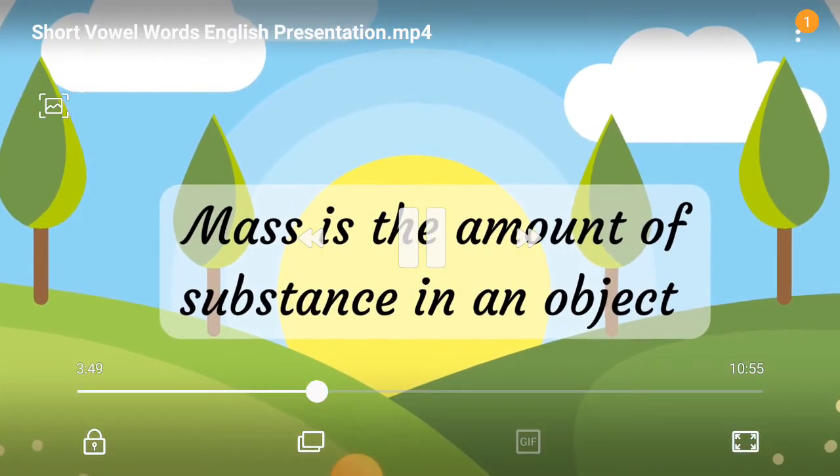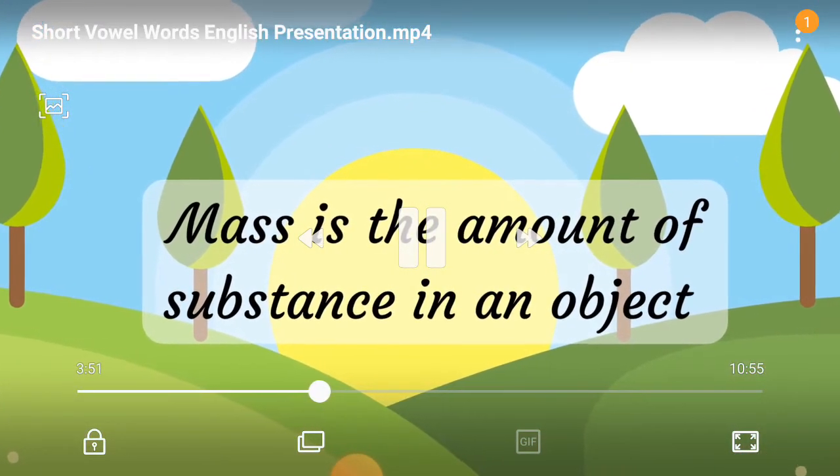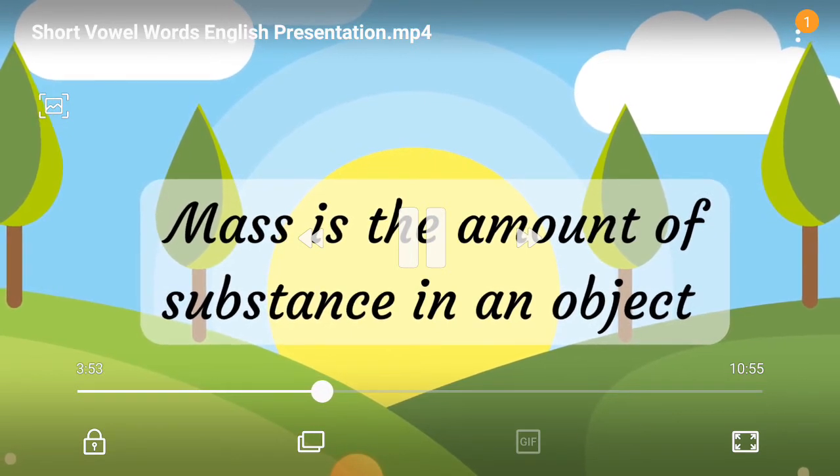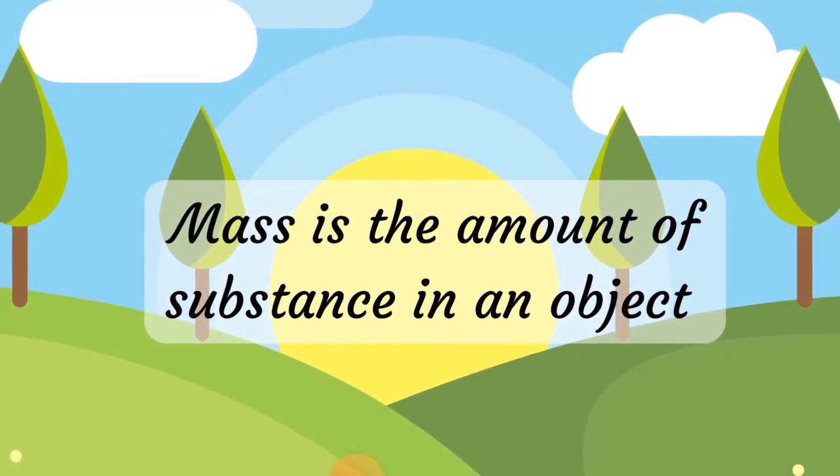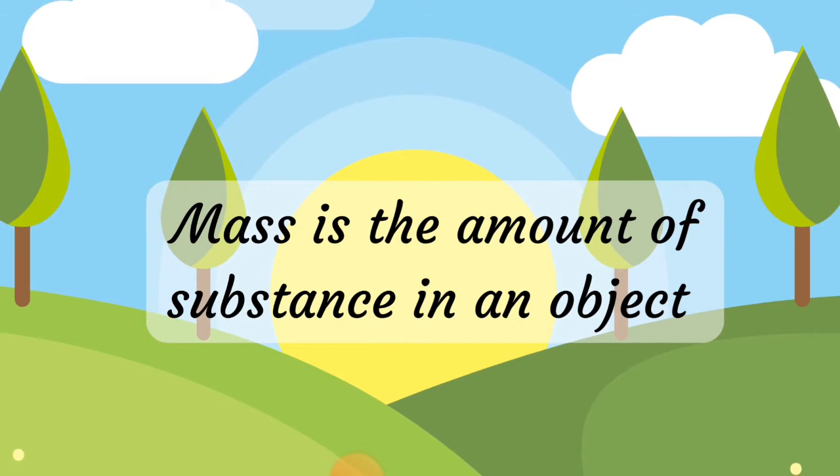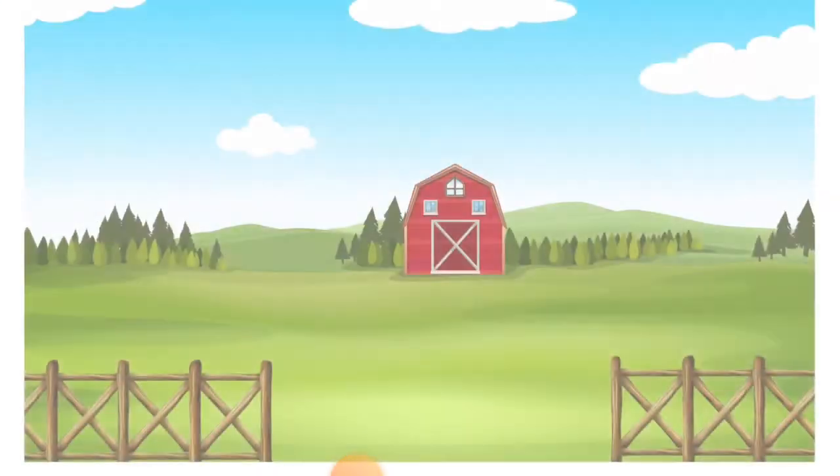Okay, so mass is the amount of substance in an object. Any object at all. The amount of substance that makes up that object constitutes its mass. We know the different instruments of measuring mass. We use the chemical balance. And of course, mass is measured in grams and kilograms. Grams measure small amounts of mass, while kilograms measure large amounts of mass.